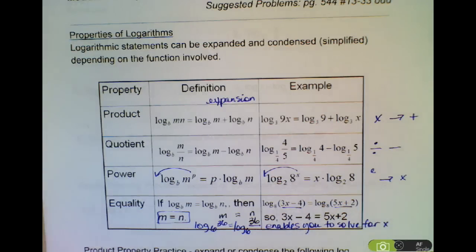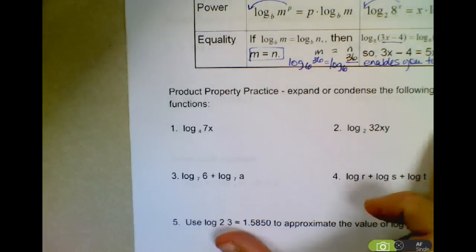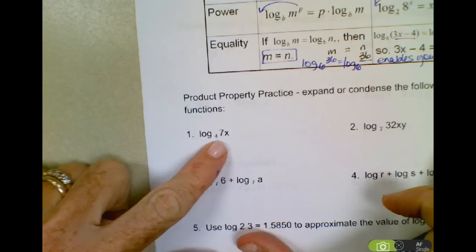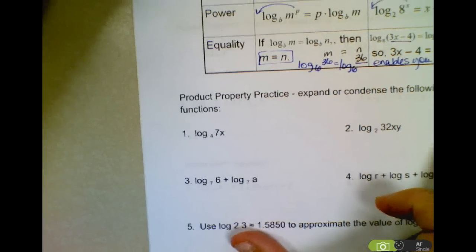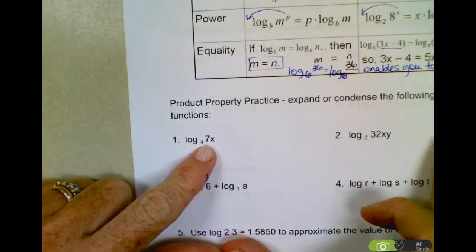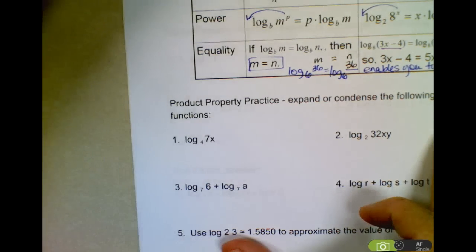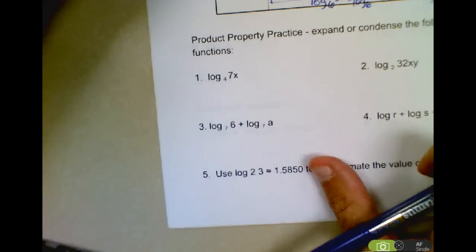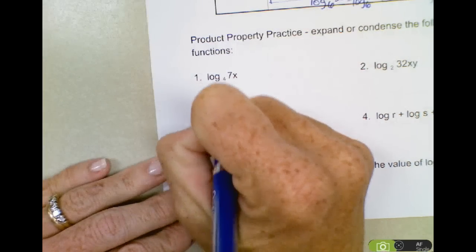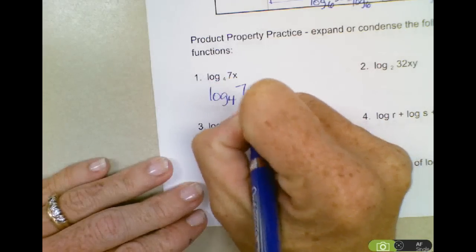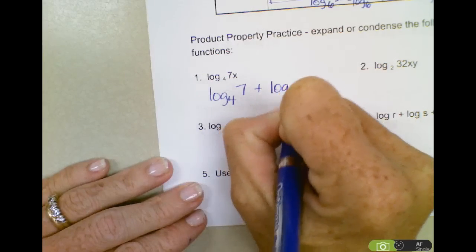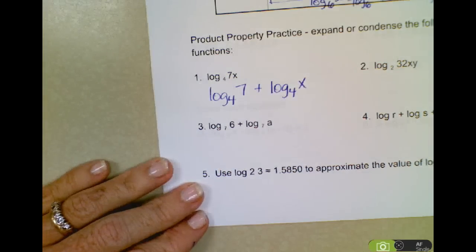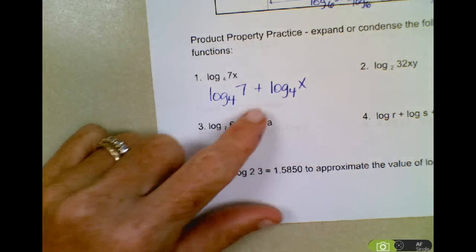Okay? So now we're going to do some practice on the product property. So log_4(7x), how would you expand that and write that out? Well, I have a product going on, so I know that for my product property, it's going to be addition. Okay? So I'm going to have log_4(7) plus log_4(x). If I've got multiplication here, I know I have to have addition here.